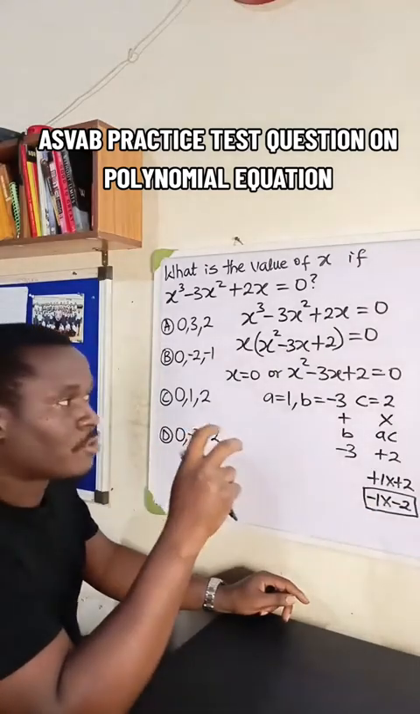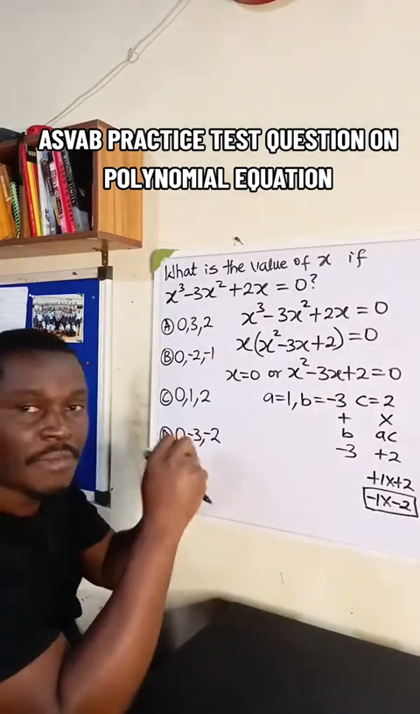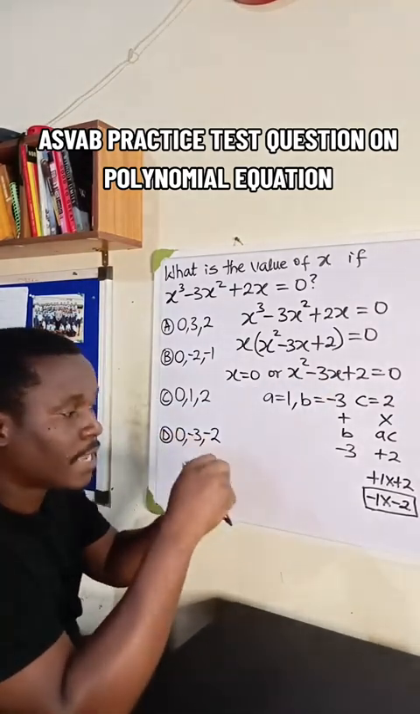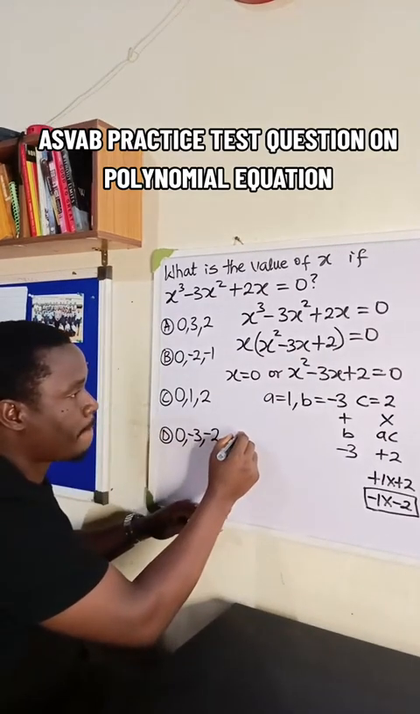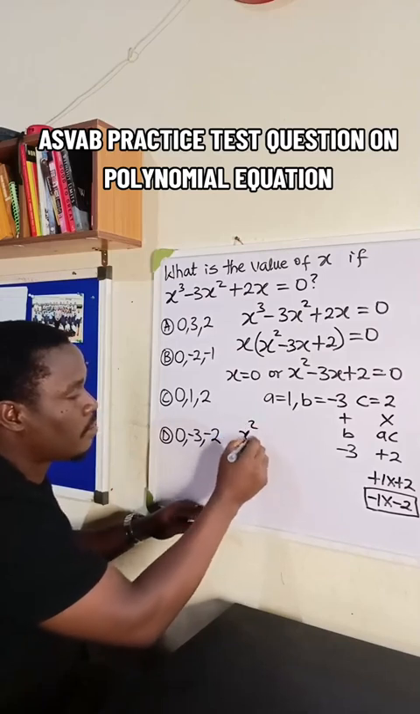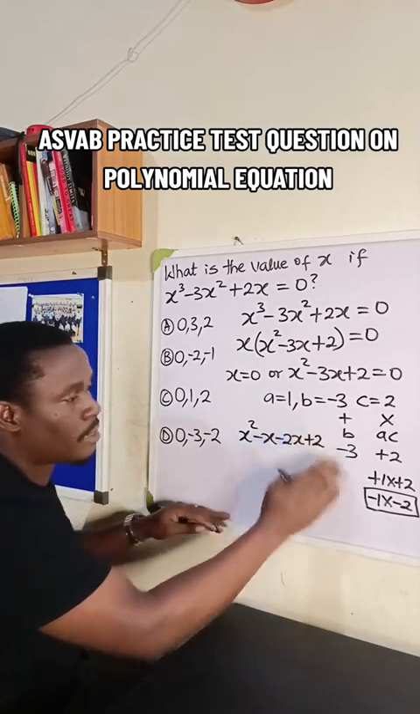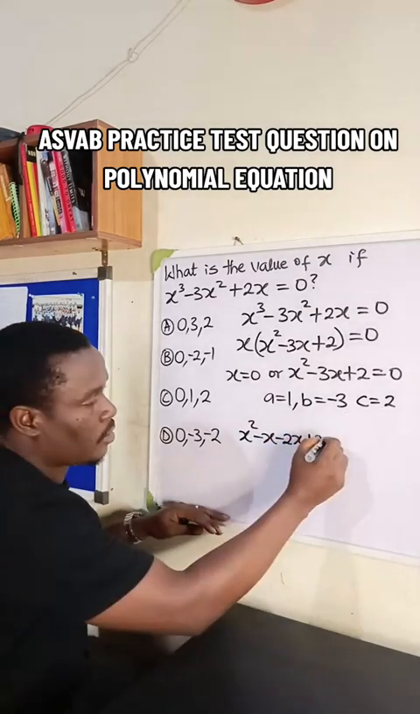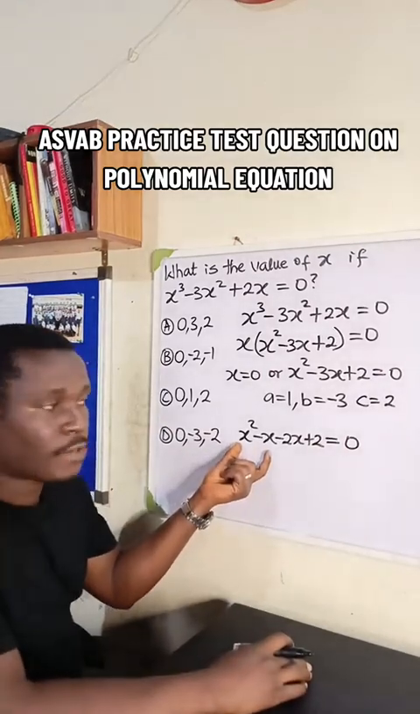So what are we going to do with that combination? We are going to use it to replace minus 3x. So instead of having minus 3x, we're going to have minus x minus 2x. So this will give us x squared minus x minus 2x plus 2. I'm going to wipe this off. Is equal to 0. Okay, so now we can factorize by grouping.